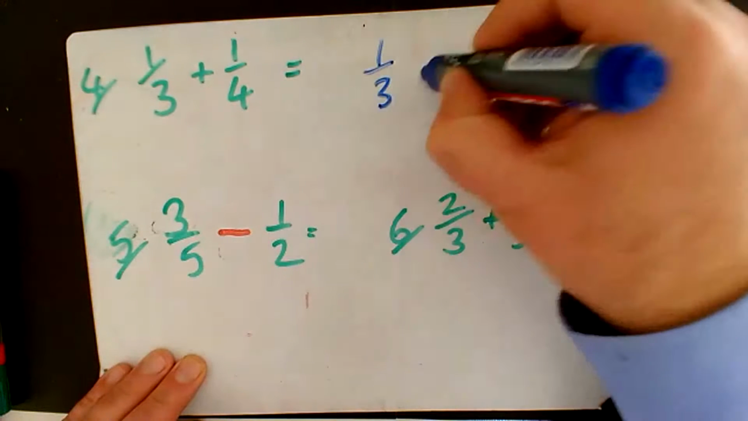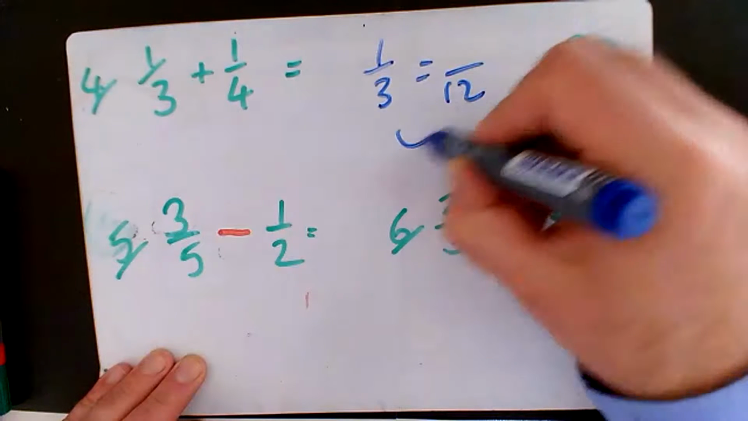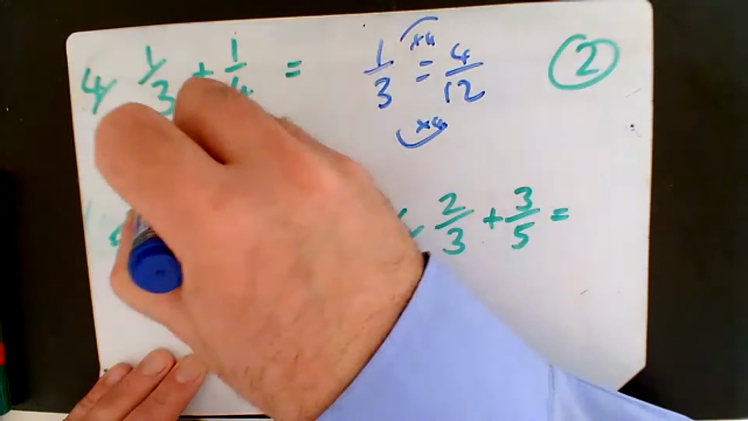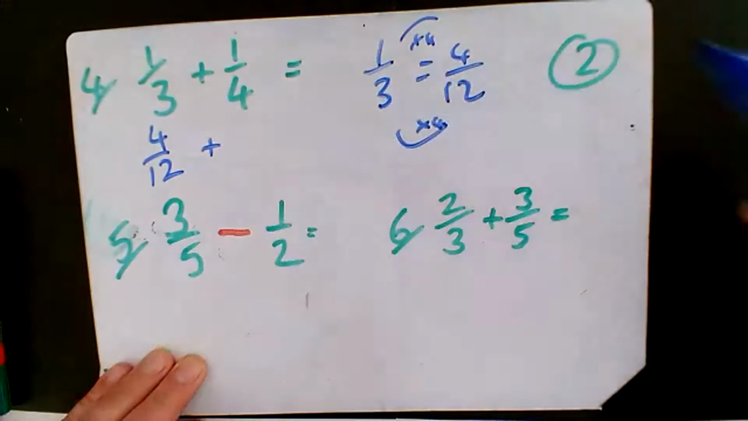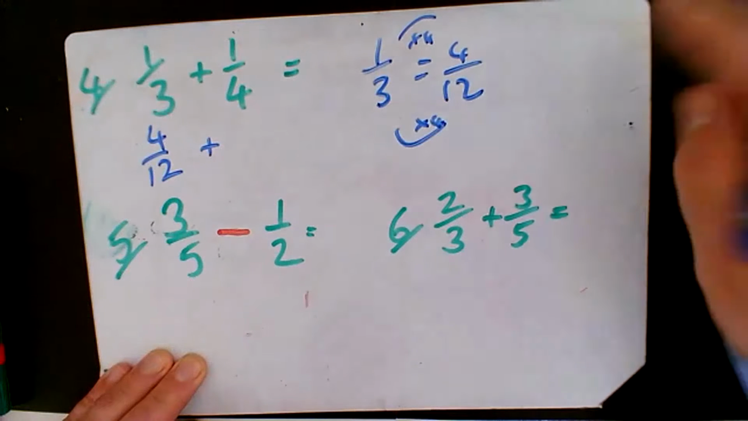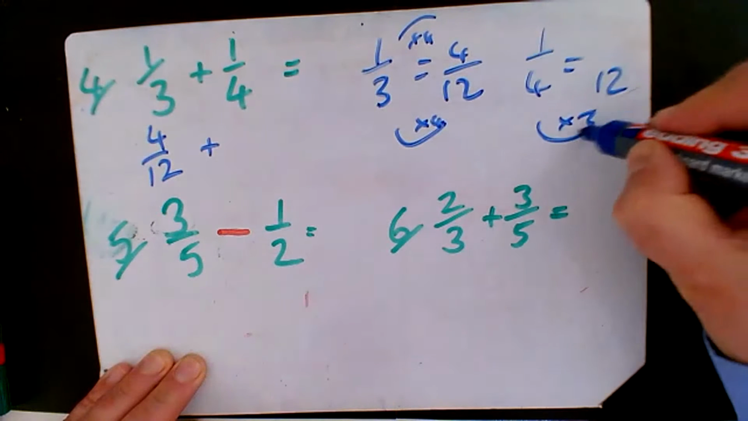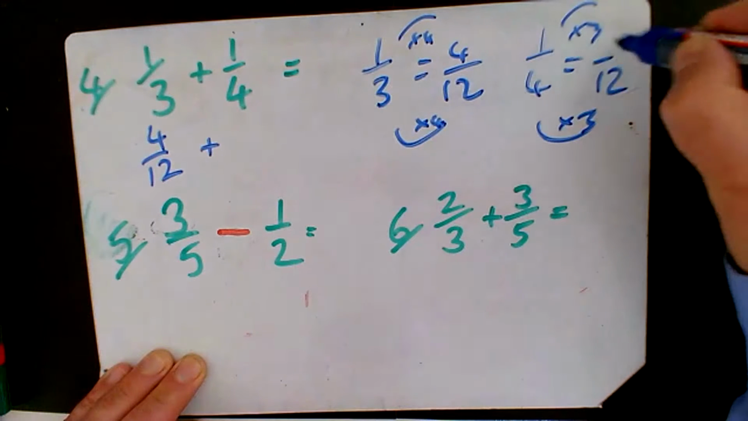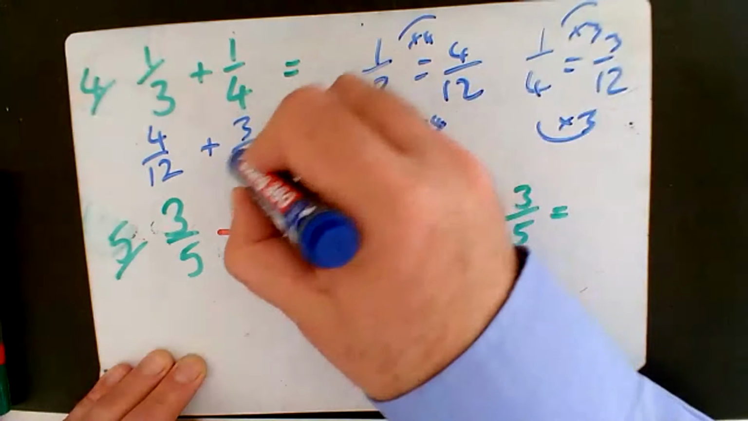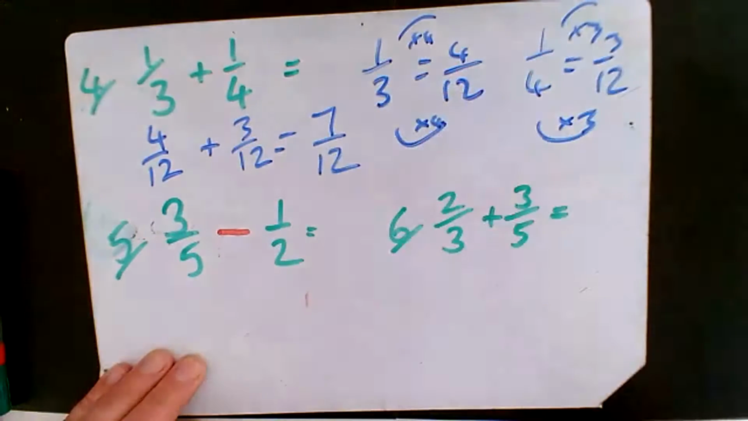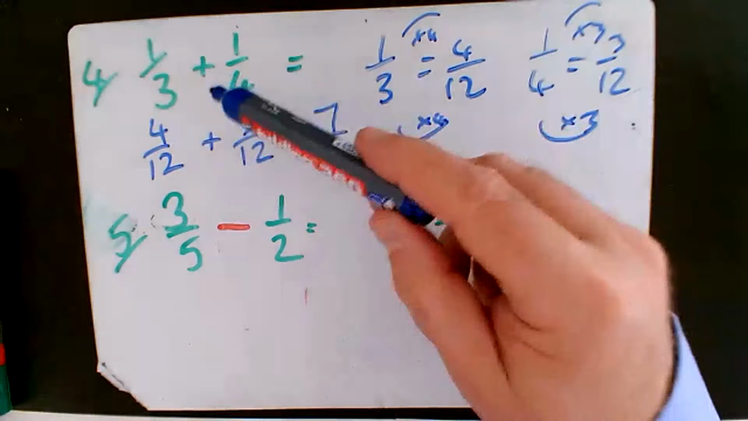So 1/3 is how many twelfths? I'm timesing by 4. Same on the top, times by 4. So we go 4/12 plus, and then I'm going to do my 1/4. 1/4 is how many twelfths? Times by 3, times by 3, 3/12. Add 3/12 is 7/12. So that is how you set these up.